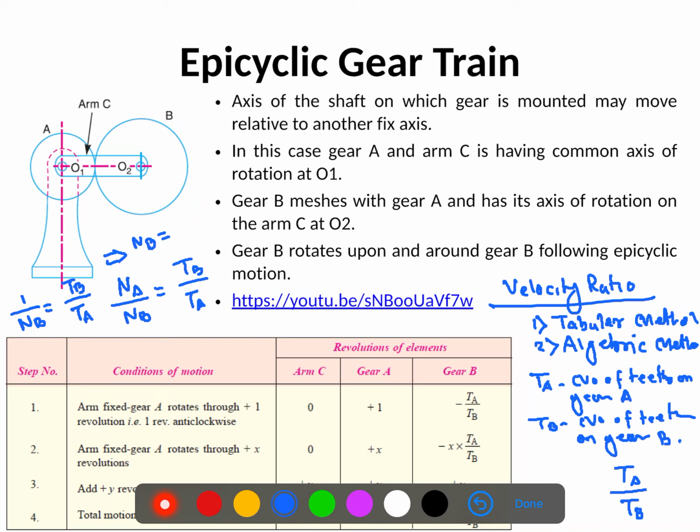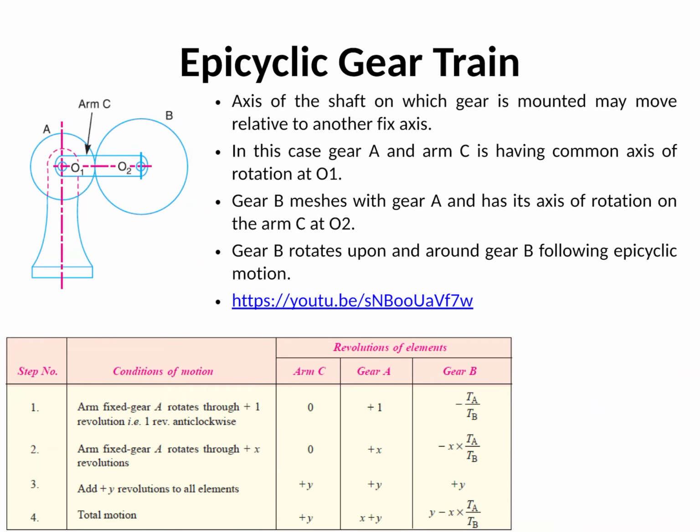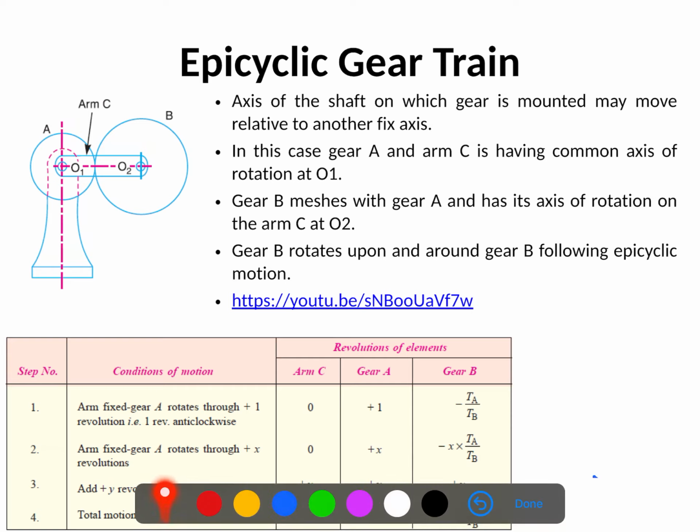Okay, I think my system got very slow, it is not responding. Just wait. Okay, I will clear all the things now. So what we are considering over here, in the first situation, is that first of all the arm C is fixed and gear A makes one rotation. In that case gear B will make a rotation equal to minus Ta by Tb.